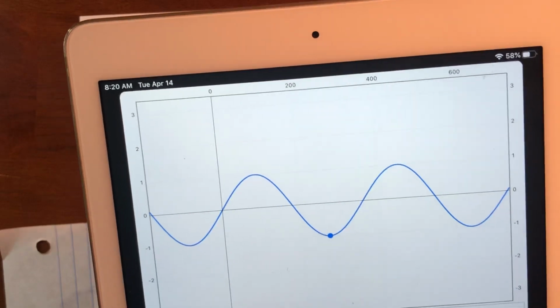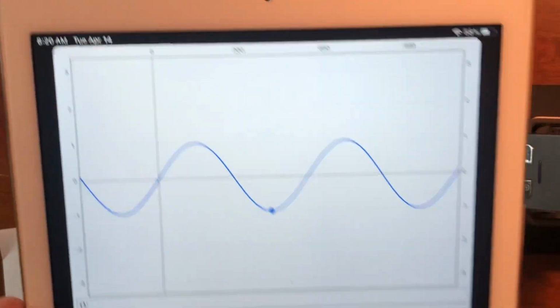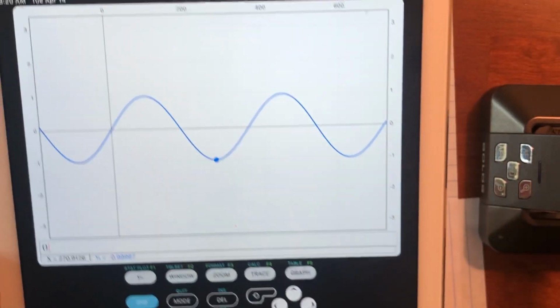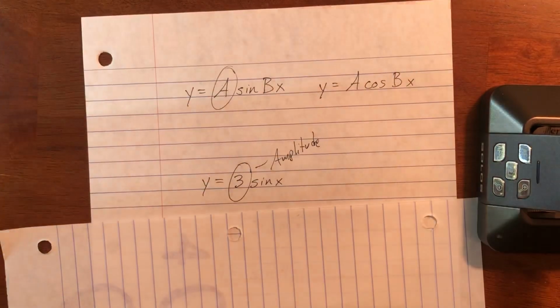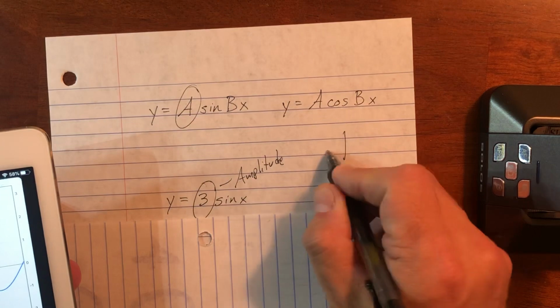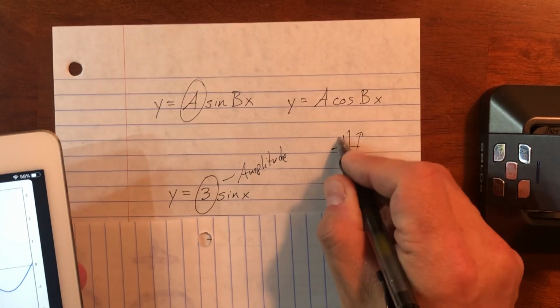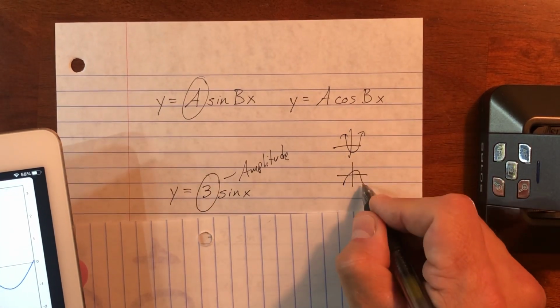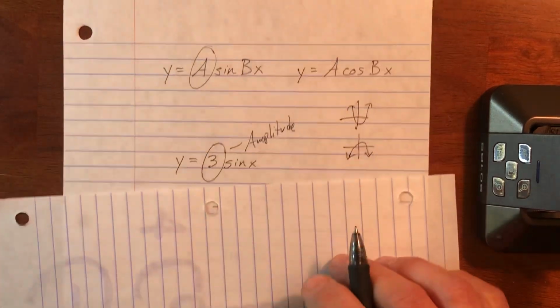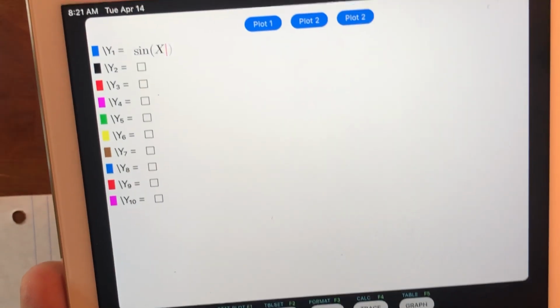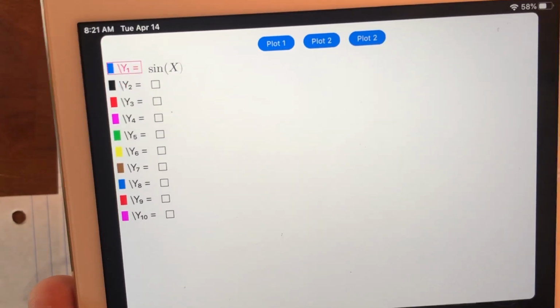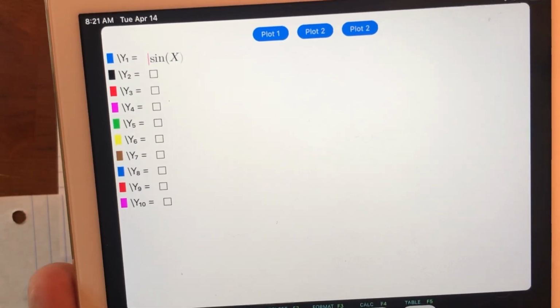What happens when you put a negative in front of the sine of x? Remember what happened when we put a negative in front of the x squared on a parabola? What that did is it changed the parabola. Instead of pointing up like this, it pointed down like this. So what do you suppose happens to our graph of sine of x if we go back and put a negative in front of the sine of x?